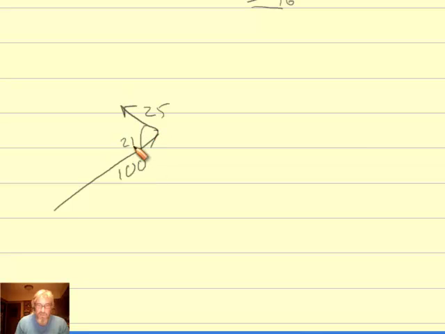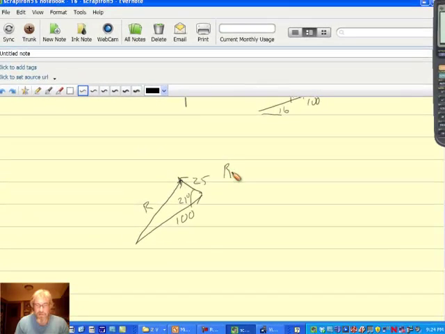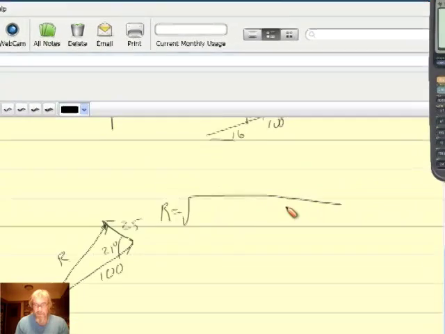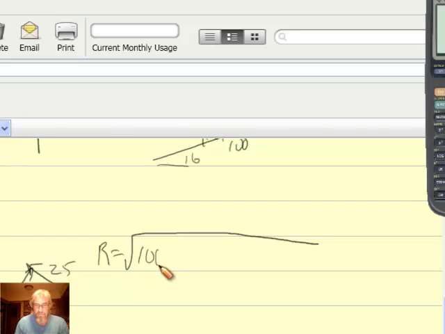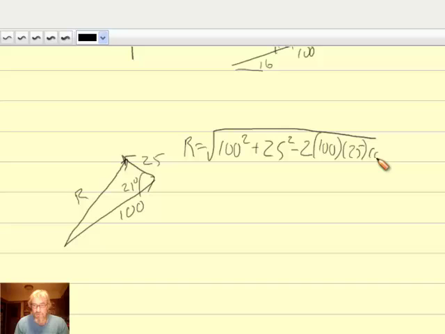So what we're interested in is finding the resultant, which is going to start here and go to there. We'll call it R. The law of cosines tells us that R is going to be equal to the square root of 100 squared plus 25 squared minus 2 times 100 times 25 times the cosine of the angle that's opposite R, which is that 21-degree angle that we figured out there. So 21 degrees goes in there.